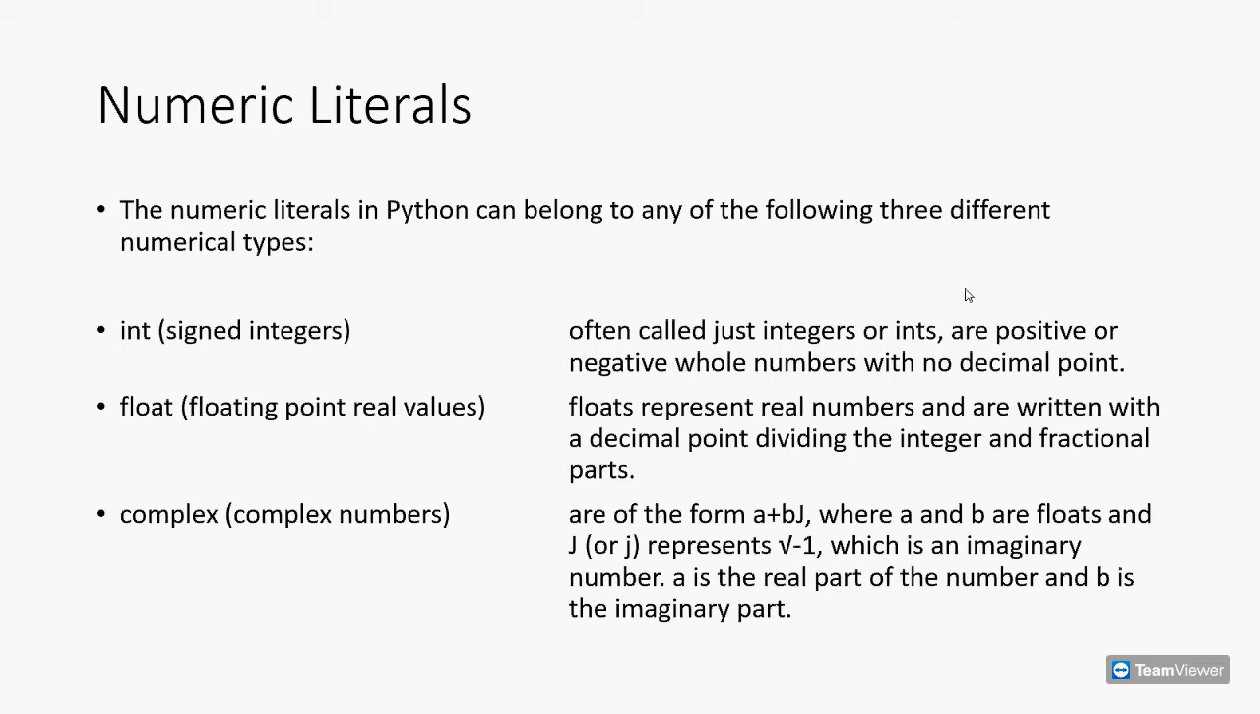The third one is the complex numbers. These are of the form a plus bj where a and b are floats and capital J or small j represents root over minus 1, which is an imaginary number. a is the real part of the number and b is the imaginary part.